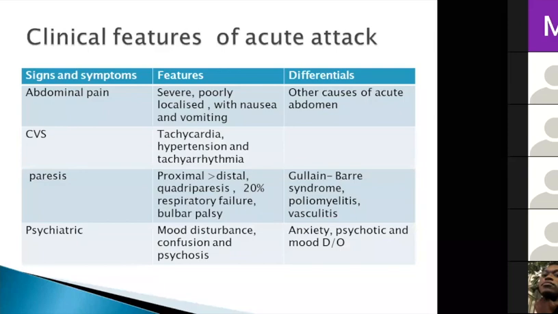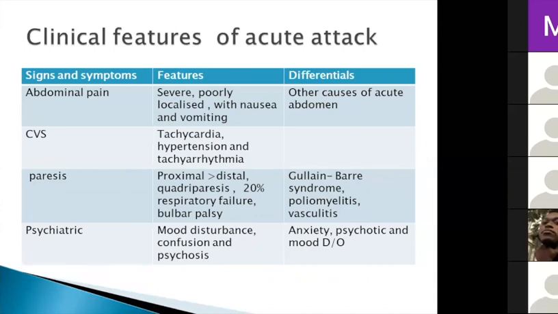So most of these patients present with abdominal pain. It's usually described as excruciating recurrent abdominal pain, which is poorly localized. It may be associated with nausea and vomiting. Constipation and diarrhea may also occur. In terms of the cardiovascular system, the patient may have tachycardia, hypertension, as well as tachyarrhythmias.